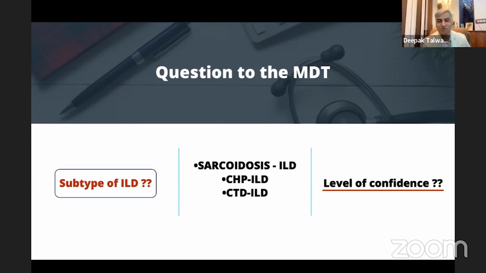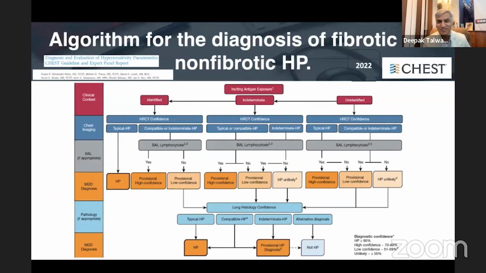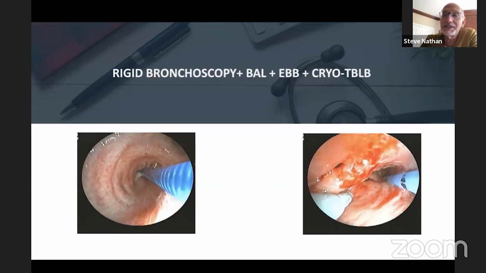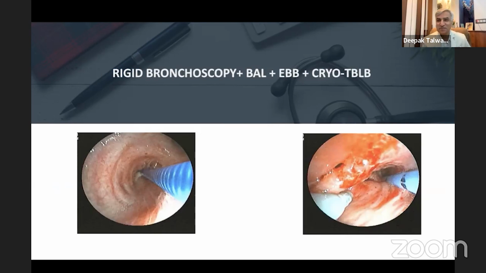I think that's a wonderful insight into the future of this case. Let's see what we did. Kanish, can we carry on? Go ahead. I think the slides, biopsies, because we did biopsy. Oh, you did? Yeah, you see, the first case I was more aggressive, and now in this case, you're more aggressive. Bronchoscopy guided BAL and EBB with cryo-TBLB.